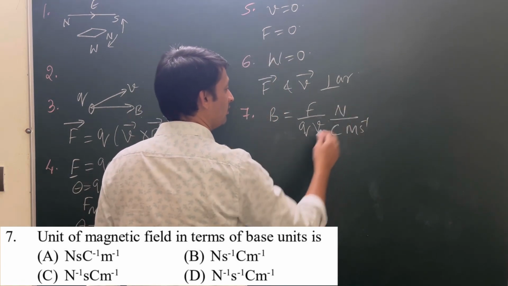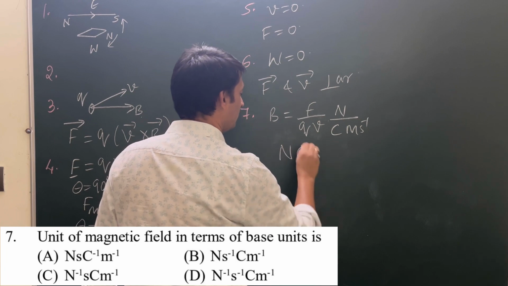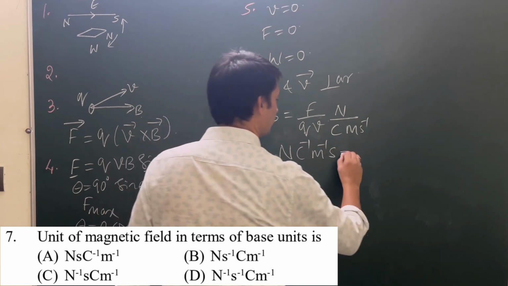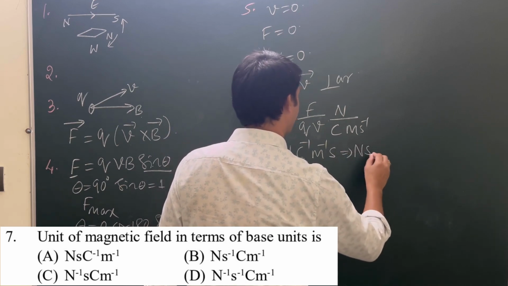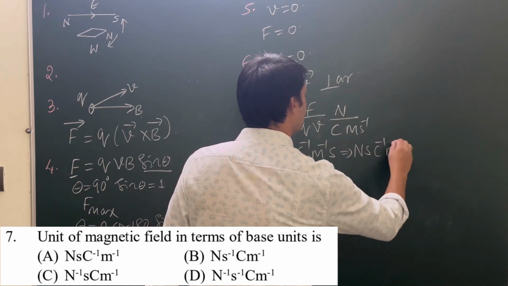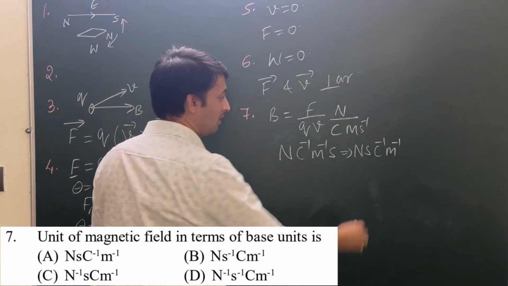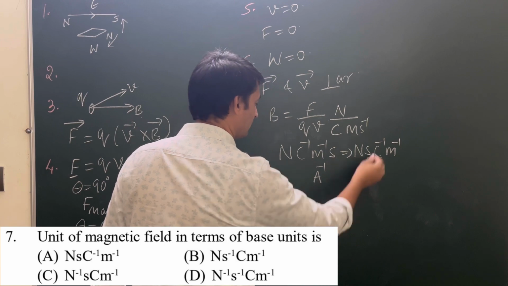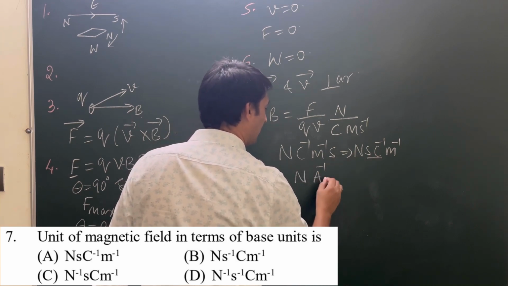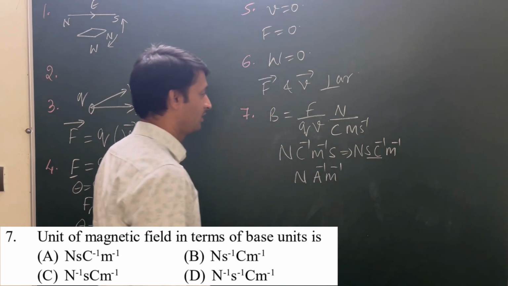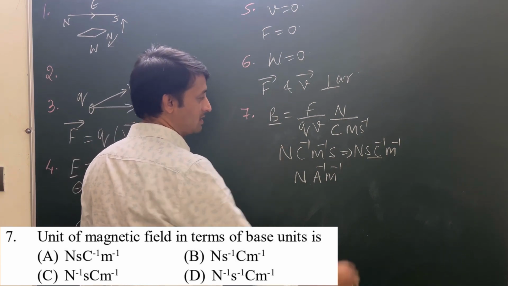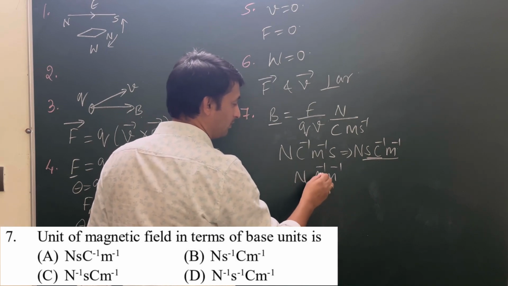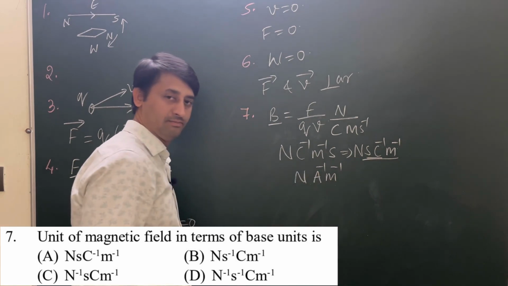So when we put these together, we get Newton per Coulomb per meter second. This implies we can write it as Newton second per Coulomb per meter. Per Coulomb second we can write as per ampere. Then we get Newton per ampere per meter. The unit of magnetic field is Newton second per Coulomb per meter or Newton per ampere per meter.